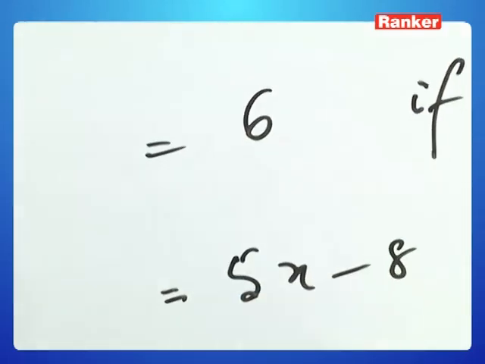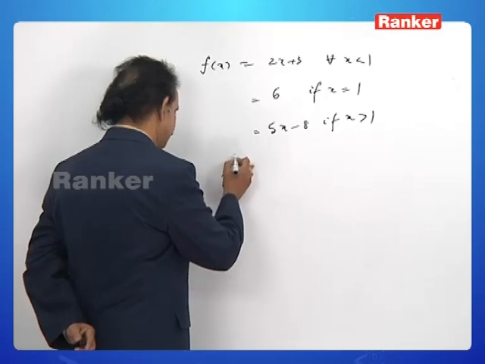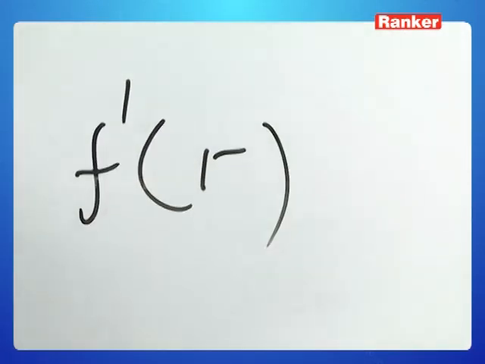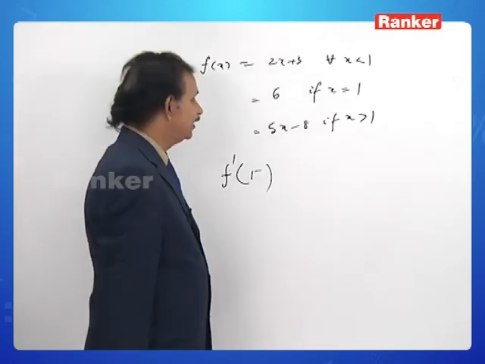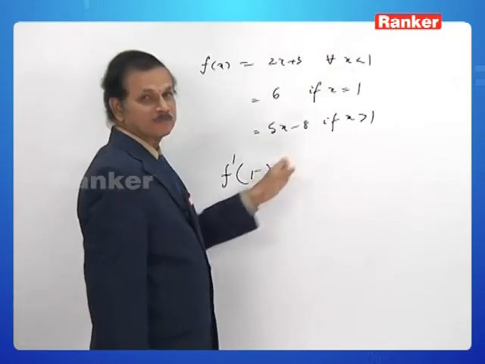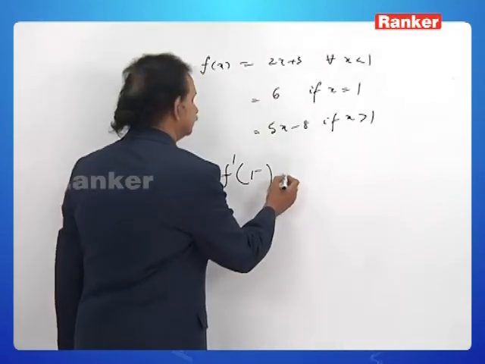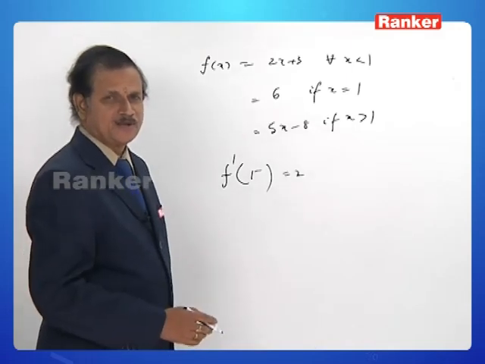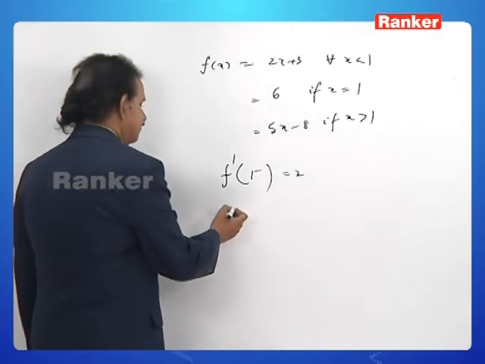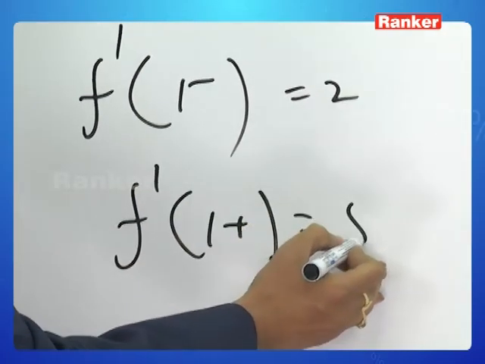Even if you are required to find f dash 1 from left, that is the left hand derivative, it can also be said directly. From left, 2x plus 3, the derivative of 2x plus 3 is 2. You can calculate, no doubt at all. And f dash 1 from right, 5.